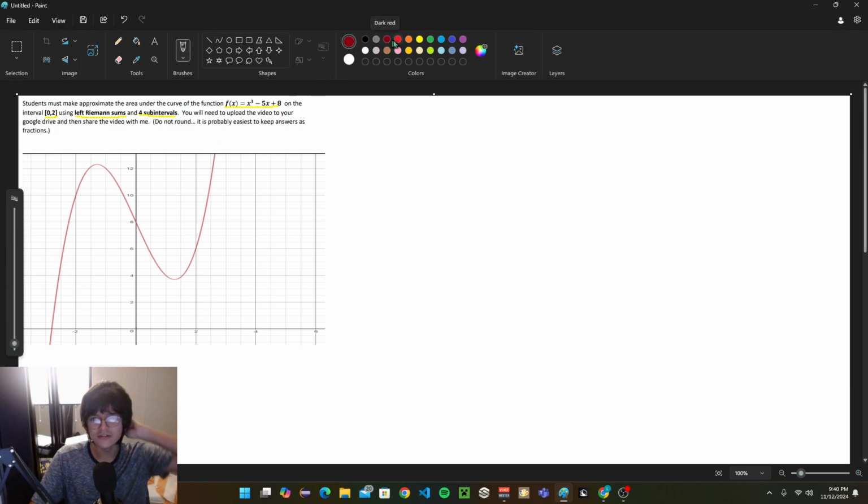What we're going to do first is look at the interval. So it says 0 to 2. So we're going to be looking at the graph between x is 0 and x is 2. This is what we're going to calculate, the area under the curve.